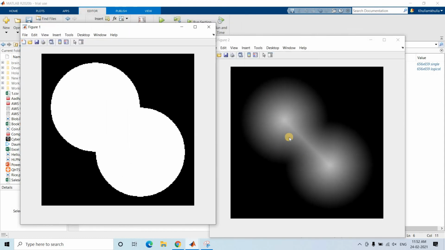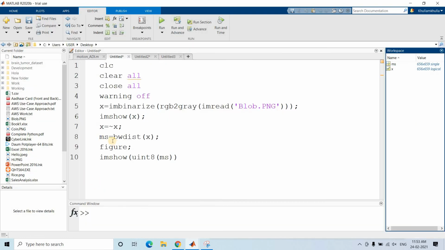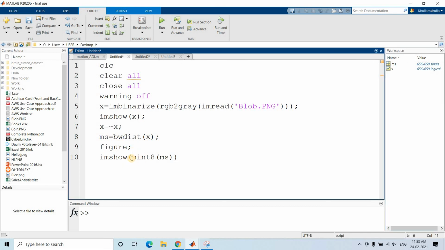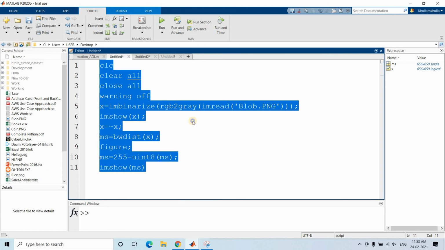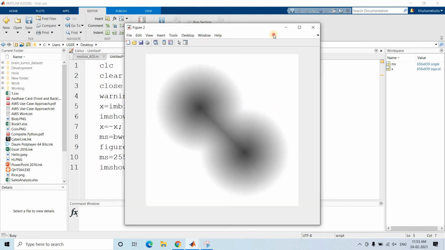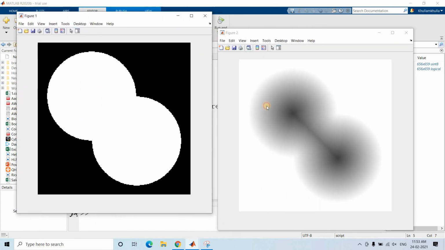But this is the reverse of what is required for our watershed segmentation. This central part is actually the maxima of the two legs we are getting, but we should get this as minima. So what we'll be doing, we'll simply write like this: ms equal to 255 minus uint8 of ms. And here no need to convert again. So basically we are taking the negative of an image. Let's see, Control A, evaluate selection. See how beautifully we are getting the image.